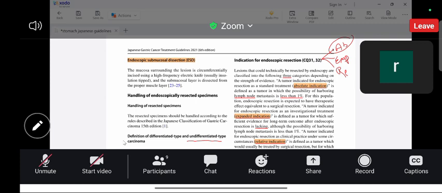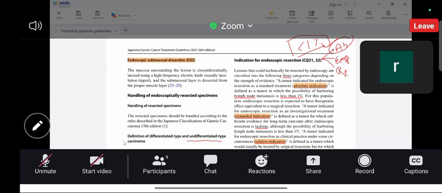Then what is expanded indication? Tumor for which sufficient evidence of long-term outcome after endoscopic resection is lacking, although the possibility of harboring lymph node metastasis is less than 1%. So absolute, we know, we have evidence also that the lymph node metastasis will be less than 1%. Hence, local resection will be equivalent to the surgery, that is gastrectomy with lymph node dissection. If we do, it will be giving equivalent results. So definitely we will do the local excision only. Then expanded indication, we know that the chances are low, but there is no long-term evidence.